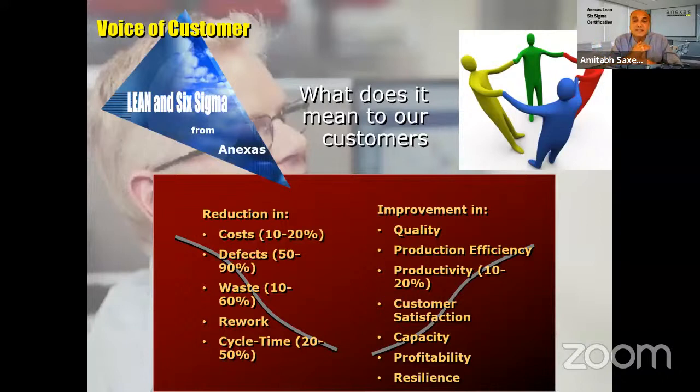Lean Six Sigma implementation will help you in reduction of costs, reduction of defects, reduction of waste. There are 7 or 8 wastes, reduction of rework, reduction of cycle time, improvement in quality, improvement of production efficiency, improvement in productivity, customer satisfaction, profitability, and resilience.